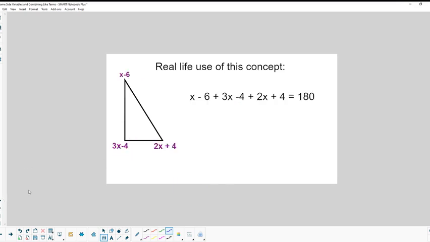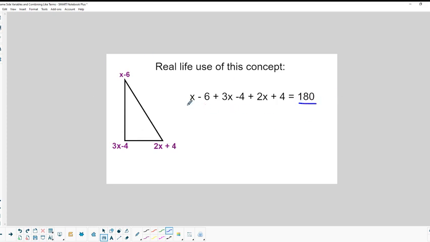Okay, we have one more example. This one's a little more complicated. This angle up here is x minus 6. This angle is 3x plus 4. And this angle is 2x plus 4. So I set them up, so I'm doing x minus 6 plus 3x minus 4 plus 2x plus 4. And those three angles add up to 180.